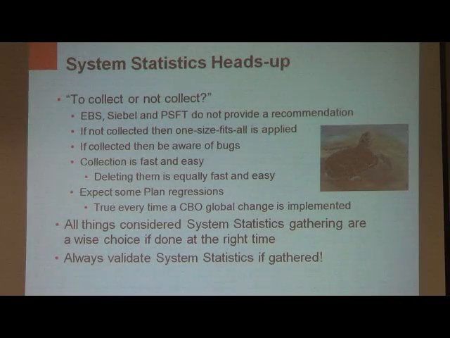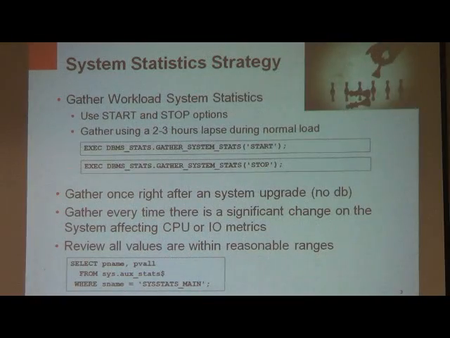And when you do that, you want to verify the quality of those statistics. So you got the statistics, you verify the quality. If the numbers are reasonable, fine. If they are not reasonable, delete them. Okay? System stats: how do we gather them? We say start, stop, and with an interval between 2 and 3 hours during normal load.